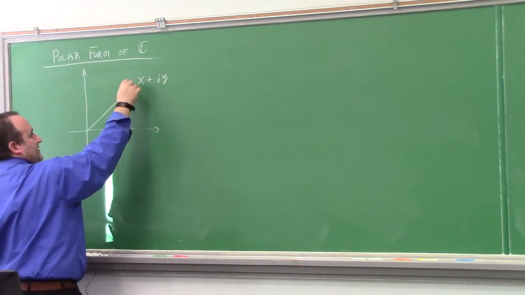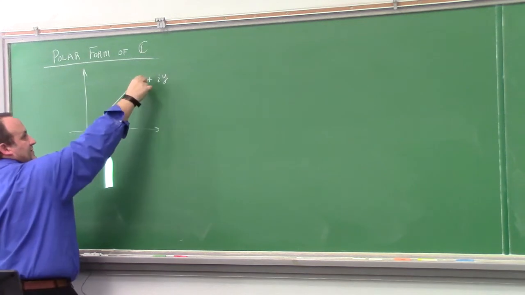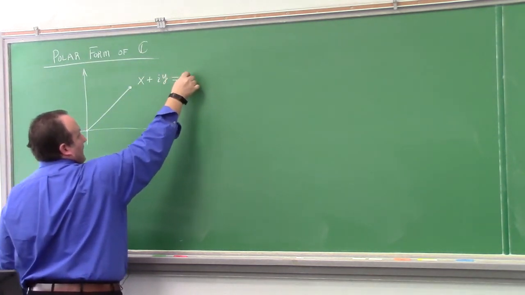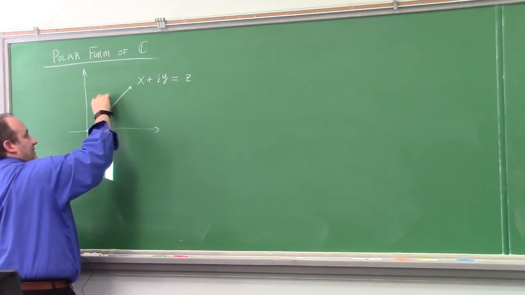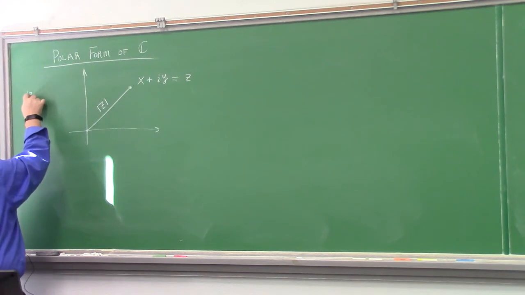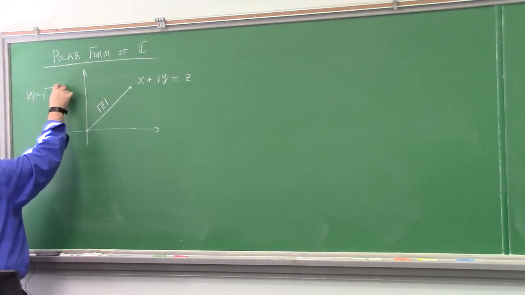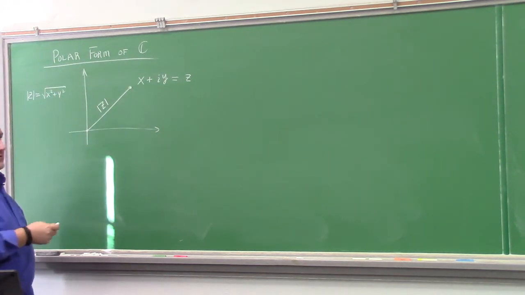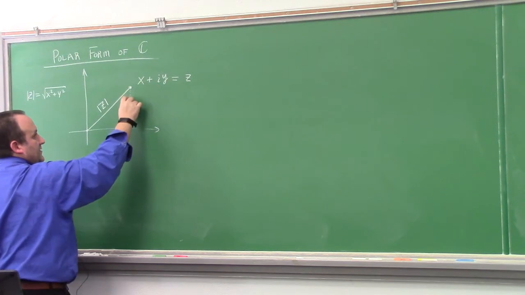So of course the distance from the origin out to this point, I'll call it z, is the length of z, right? We talked about that last time. Remember, the magnitude of z is the square root of x squared plus y squared, right? Remember?